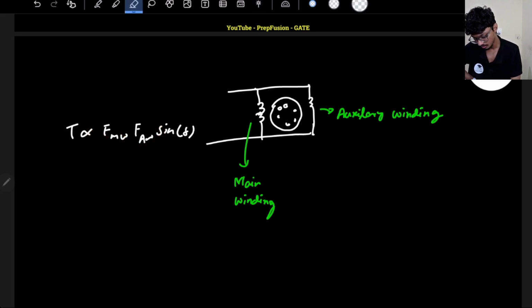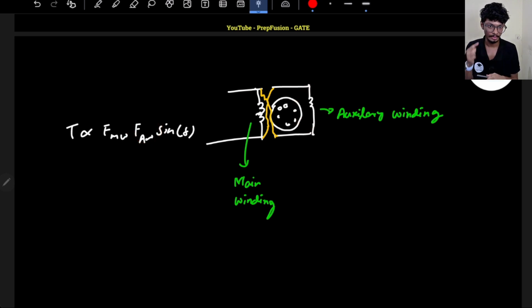Simply, I will reverse the terminals. This I will connect here, and this one I will connect here. So I will reverse the connection diagrams. If I reverse the connections, then the field mmf produced due to the auxiliary winding will just be opposite. So the torque will now be negative. Negative means opposite torque, so it will rotate in the opposite direction.